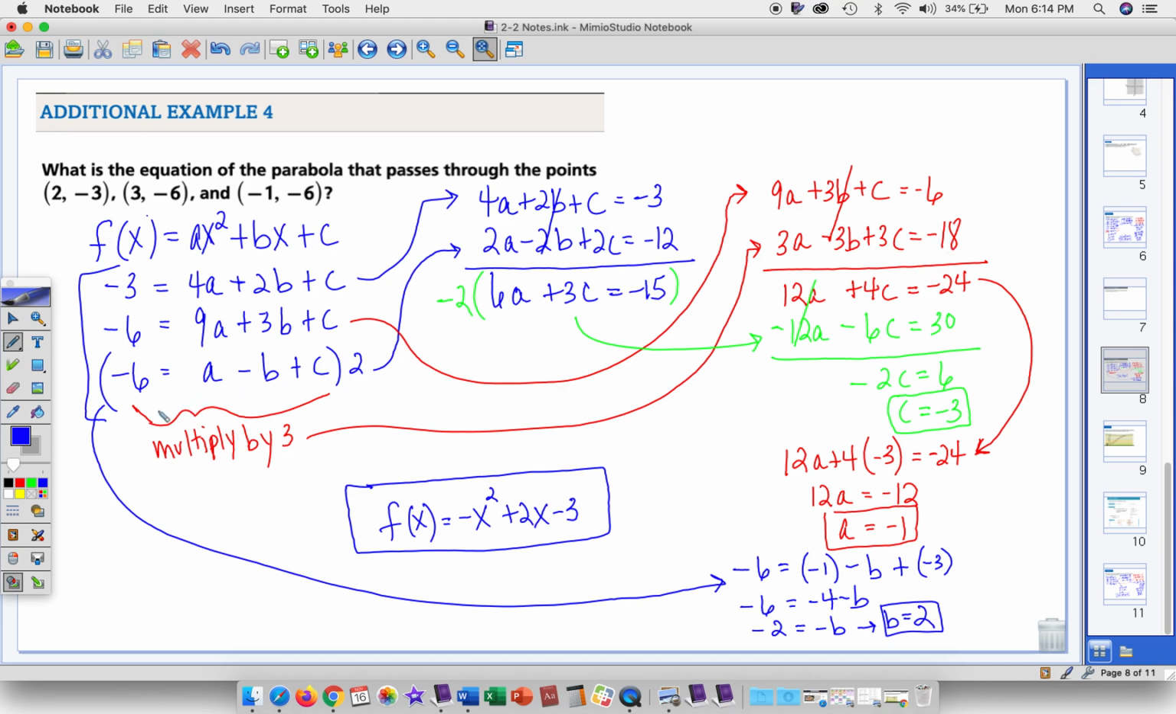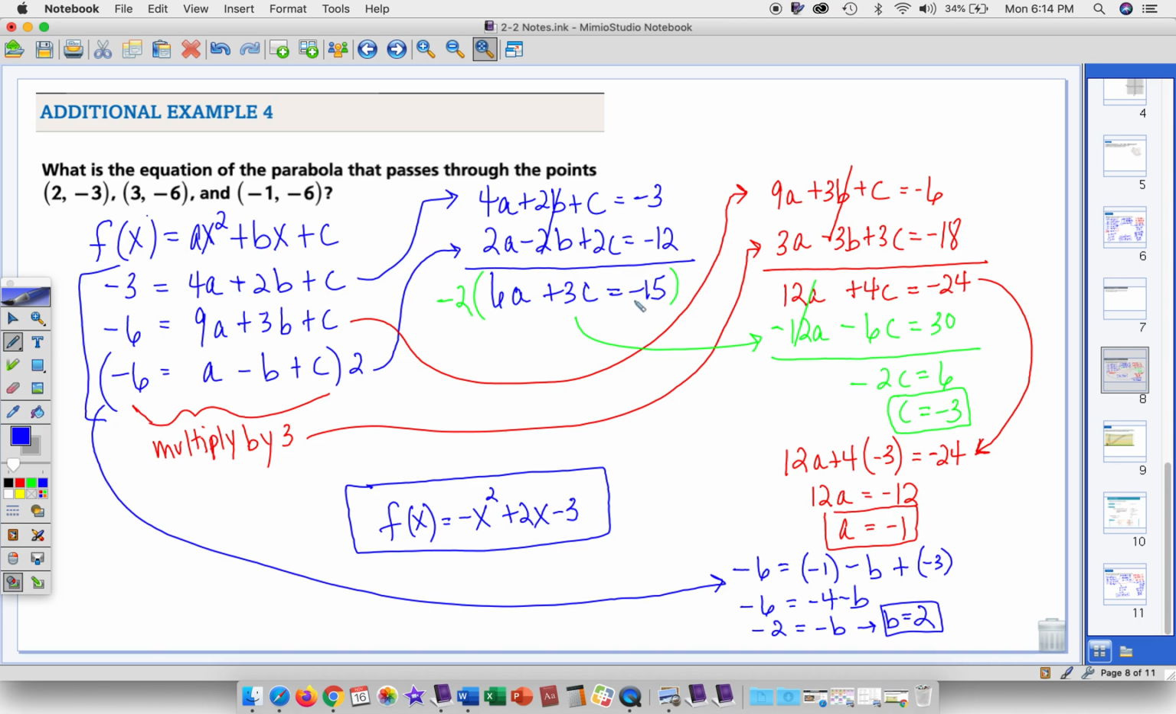And I multiplied the last equation by 3. That gives me this equation here. Add them up, the b's drop out, and I end up with this equation, 12a plus 4c equals negative 24. So now I have these two equations in terms of a and c.